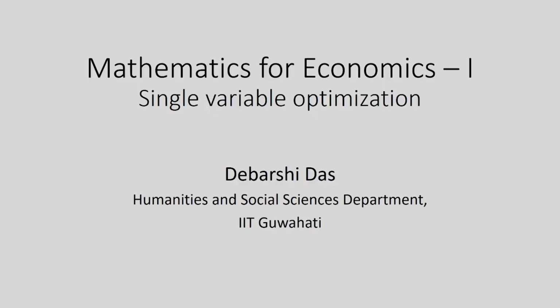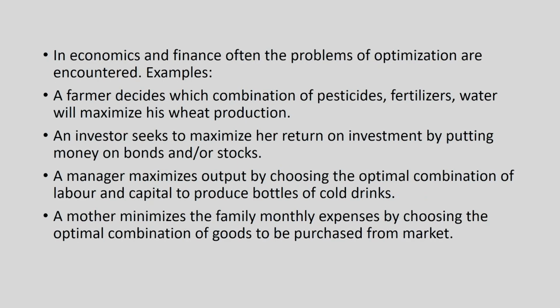So this is the first slide that you can see on your screen. The topic is single variable optimization. So what are we talking about in this particular topic? In economics and finance, problems of optimization are often encountered. And here are some examples that I have given.